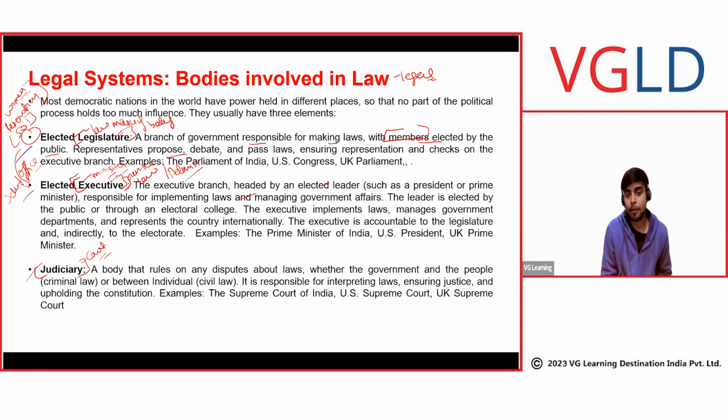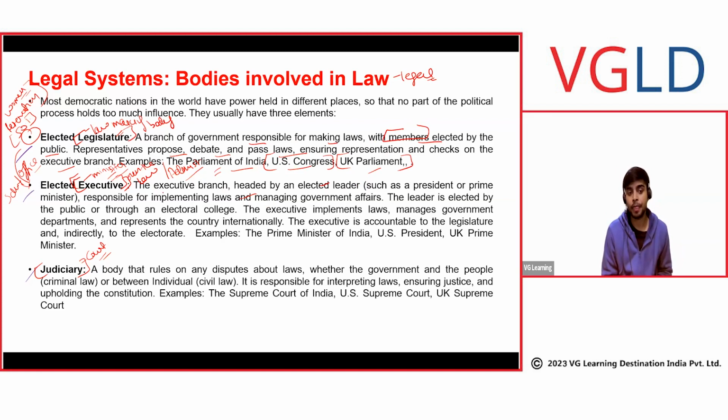So representatives propose, debate, and pass law, ensuring representation and checks on the executive branch. Examples: Parliament of India, US Congress, and UK Parliament. So in India we have Parliament, UK has Parliament. In the US it's called Congress. Okay, US Congress.